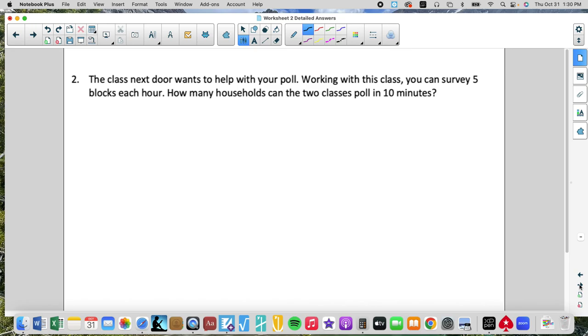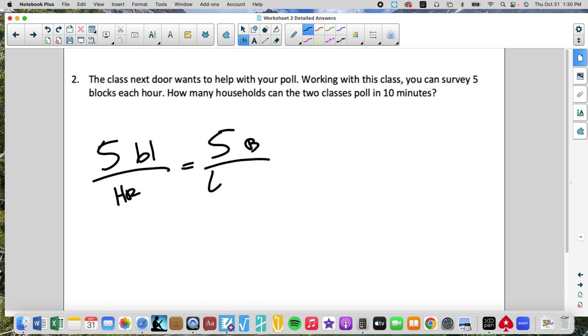Okay, how many households can the 2 classes poll in 10 minutes? Okay, so if we can do 5 blocks each hour, 5 blocks per hour, that's going to equal 5 blocks per 60 minutes. So how many blocks? 5 blocks each hour, and we're only polling in 10 minutes. So we're going to divide that by 10. So that is 1/2 in 10 minutes.